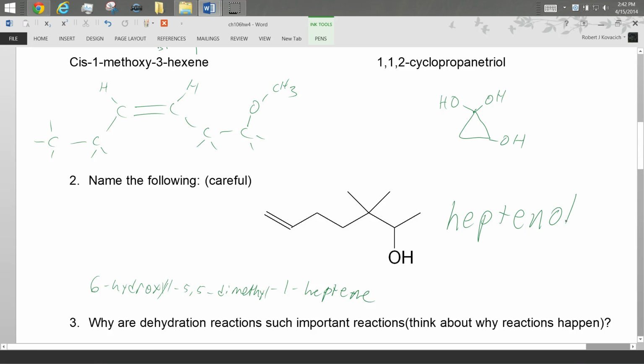Why would this be problematic, doing it like this? Because you can't see where the hydroxyl ends up. Very good. So this looks good. It's telling you that there's a double bond there, and it's telling you that there's an alcohol. But then how do I designate in front of this where the double bond is and where the alcohol is? Right. So that's why it's not done that way.